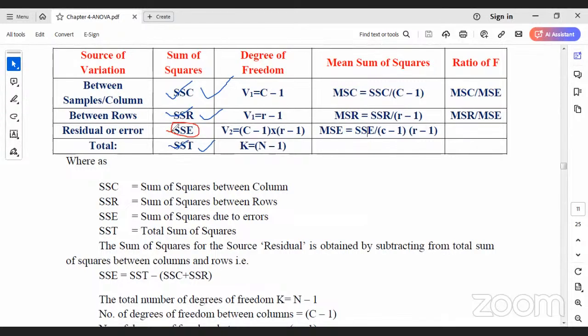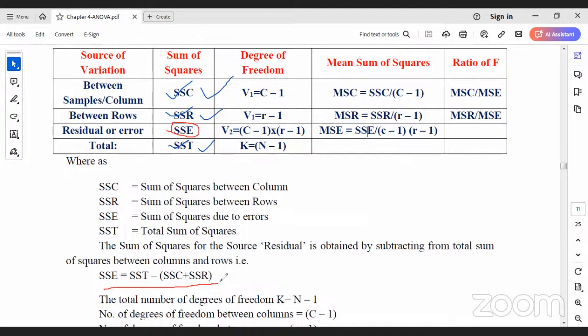SSE is equal to SST minus SSC plus SSR. So you will get an SSC value and an SSR value. Then finally you are going to get the SST value also. To get that SSE value, SST minus SSC plus SSR. Okay, understood or not? Yes, sir, understood.